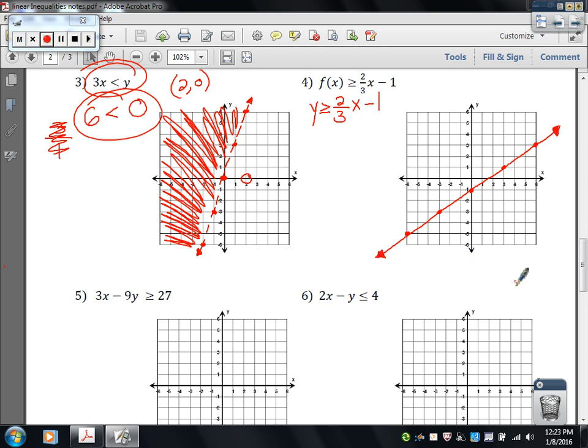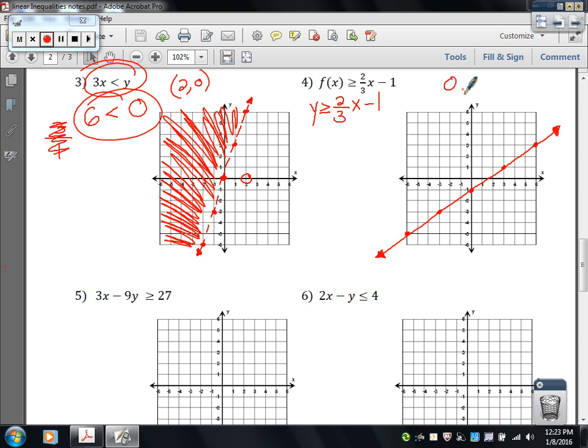Can I use my favorite test point of 0, 0 here? Yeah. Now listen, before I do that, let's look at this. What does it say? Y is greater than. So guys, where is it going to be greater than the line? Above the line or below the line? Above the line. So I expect, according to the cheat, that I'm going to be shading here.